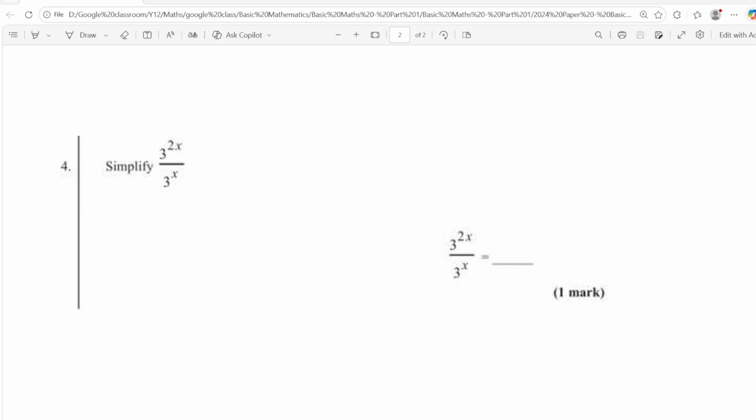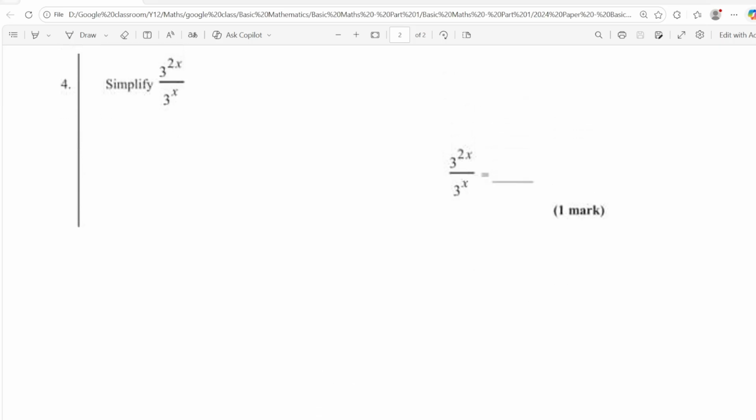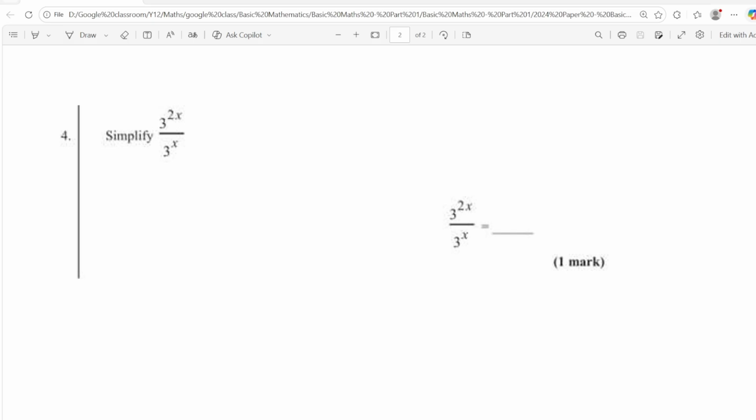Simplify. Okay, hang on, I'll just get a paper. Okay, simplify. Write this down: 3 to the power of 2x over 3 to the power of x.